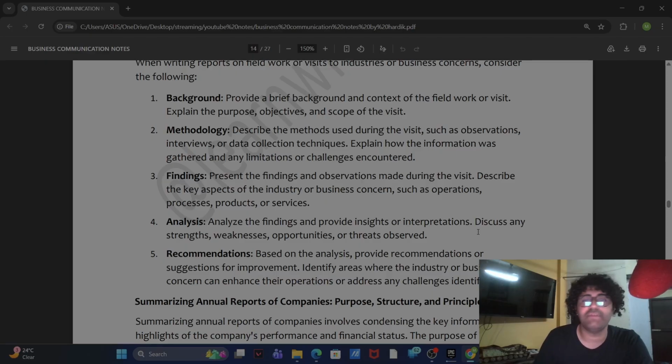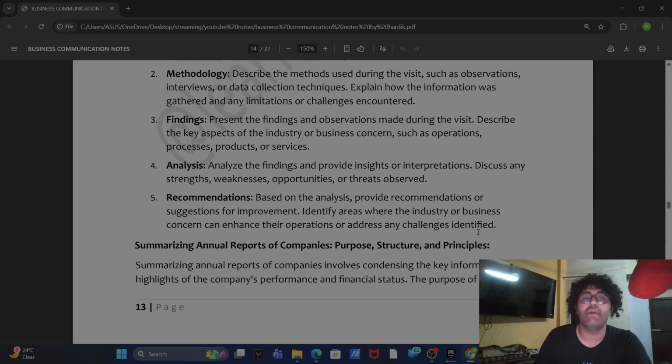Methodology. Describe the methods used during the visit, such as observations, interviews, or data collection techniques. Explain how the information was gathered and any limitations or challenges encountered. Findings. Present the findings and observations made during the visit. Describe the key aspects of the industry or business concern, such as operations, processes, products, or services.